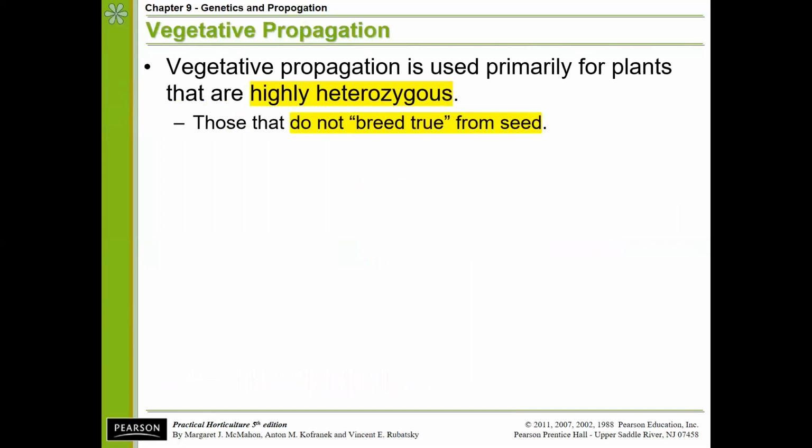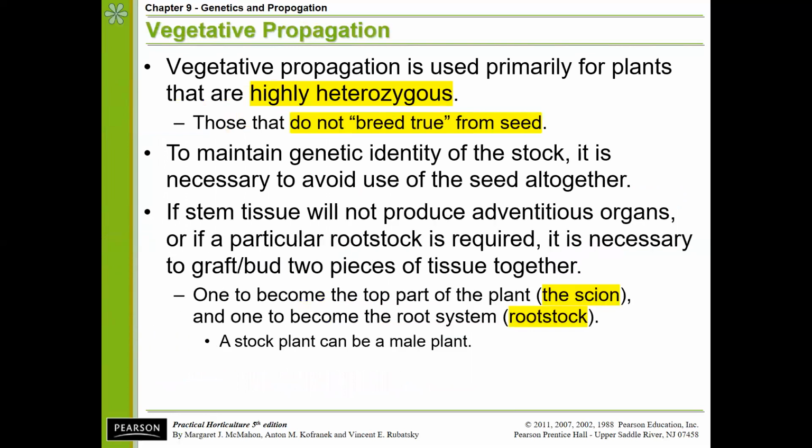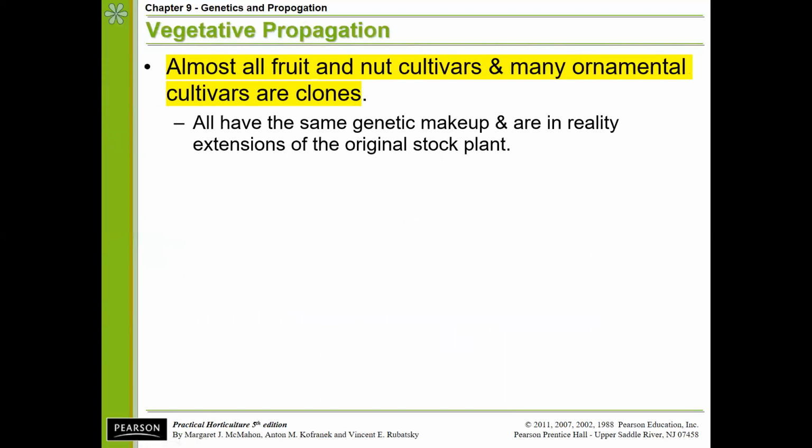Vegetative propagation is mostly used for highly heterozygous plants, those that do not breed true to type from seed. So in order to maintain the genetic identity, we basically clone them using vegetative propagation techniques. In some cases, we use grafting, which involves the use of a scion, which is the top part, and then the rootstock, which is, of course, the root system. And we'll get into that a little bit here when we talk about grafting in a little bit more detail.